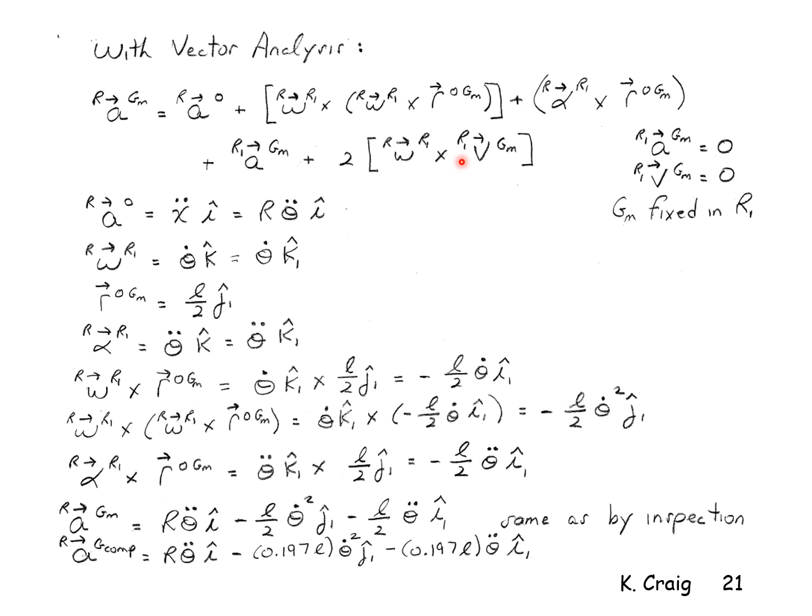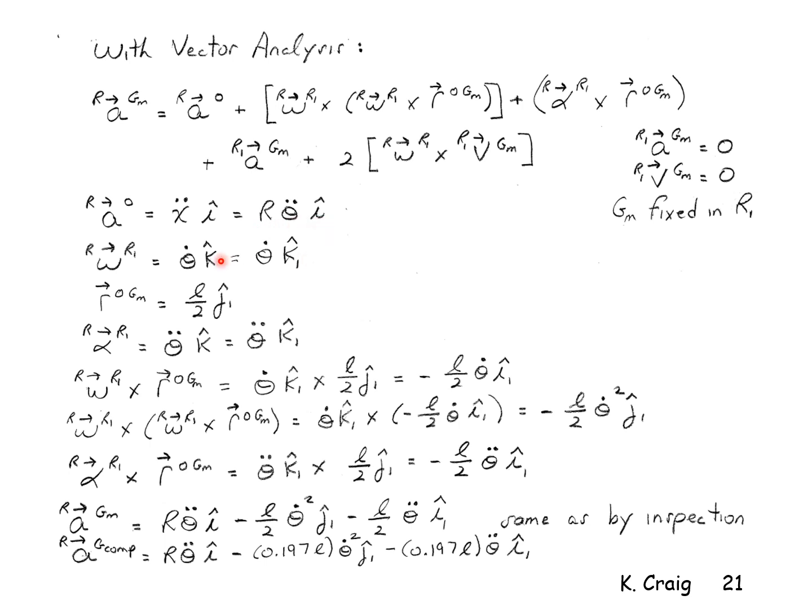Since the center of mass of the bar is fixed to the bar, it's fixed to the R1 reference frame, the acceleration of that center of mass in the R1 reference frame is 0. The velocity of the center of mass in the R1 reference frame is 0 because the center of mass is fixed in the R1 reference frame. So this term is 0 and this term is 0. So the acceleration of O in the R reference frame is just x double dot I hat, which is equal to r theta double dot I hat.